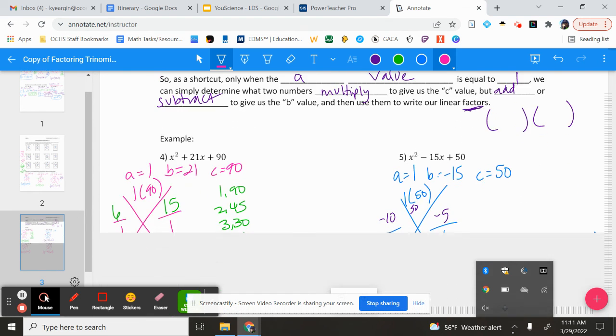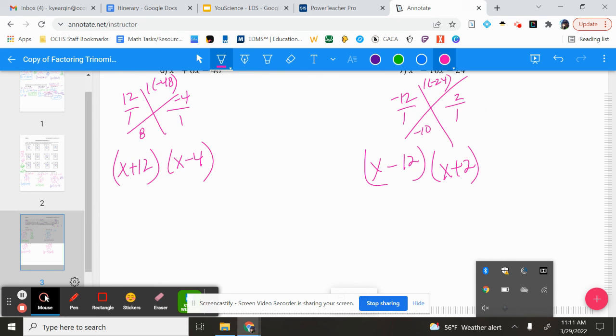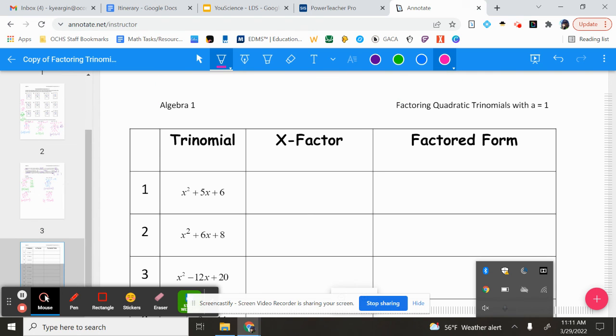At this point, make sure you're checking everything. Remove your last page from your notes. And then also, which would be this page, you will turn this in for a grade.